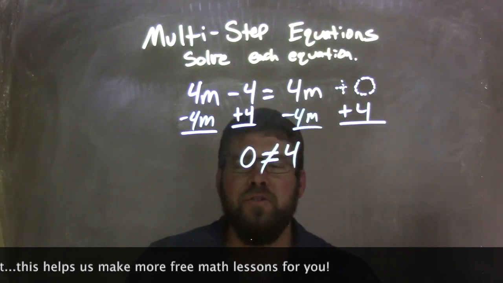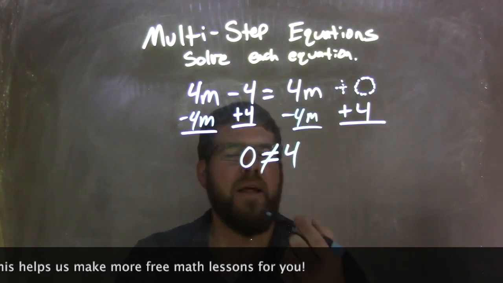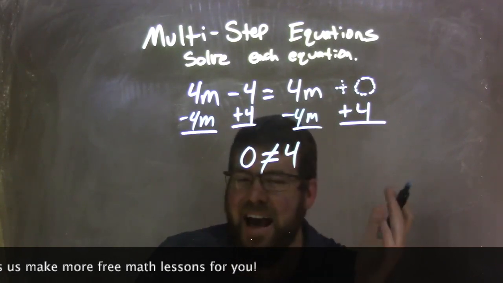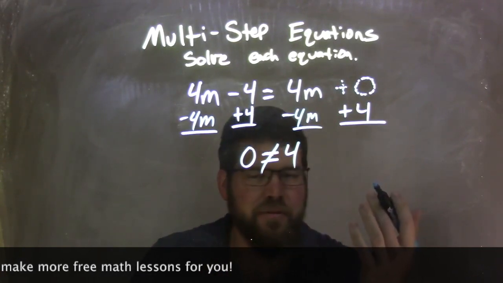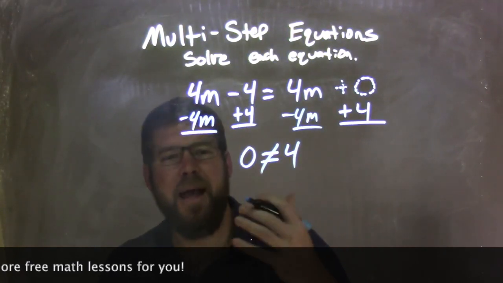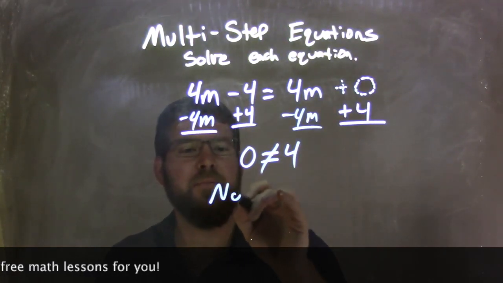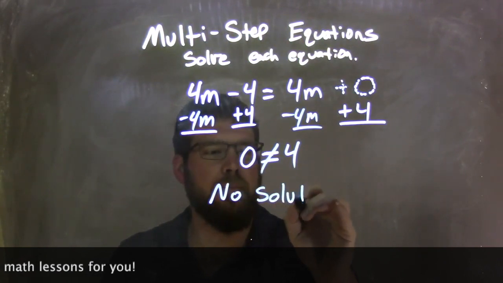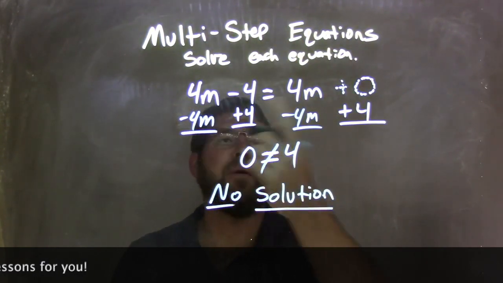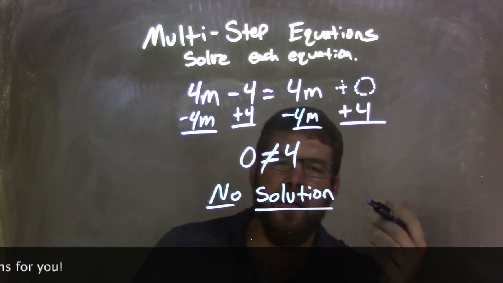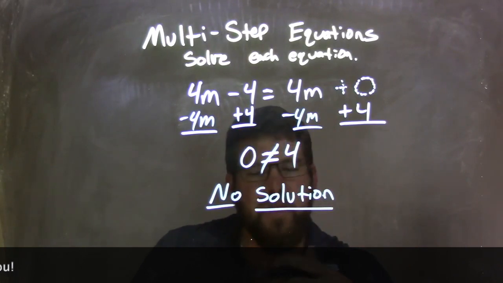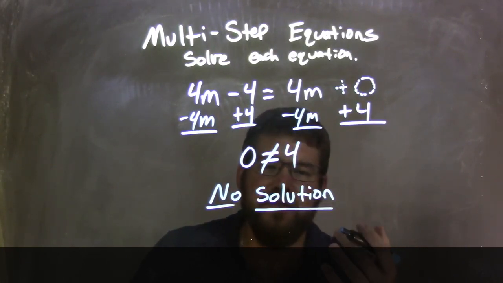So what happens when you're solving these and you come down to a statement that's not true? A number equals another number and they're not really equal, right? 0 is not equal to 4. Last time I checked. When that happens, our answer is no solution. And what that means is that there is no number that you can plug in for the letter m that allows you to make this equation true. So for this problem, the answer is no solution.